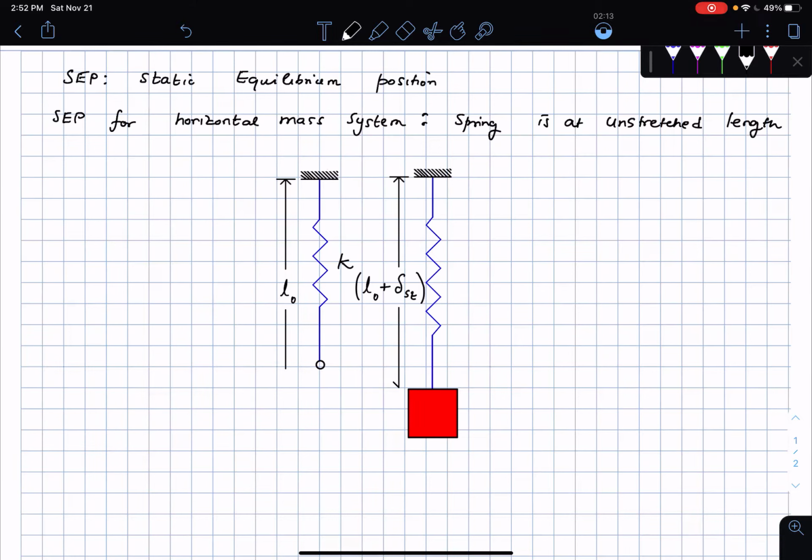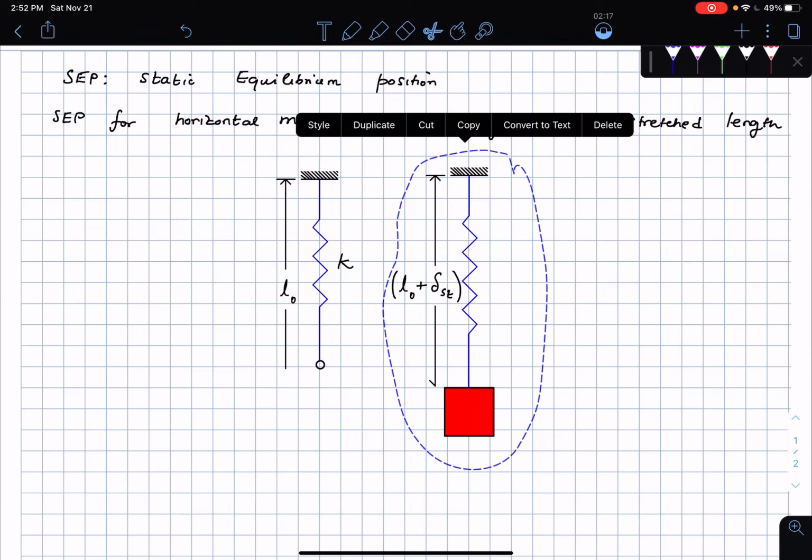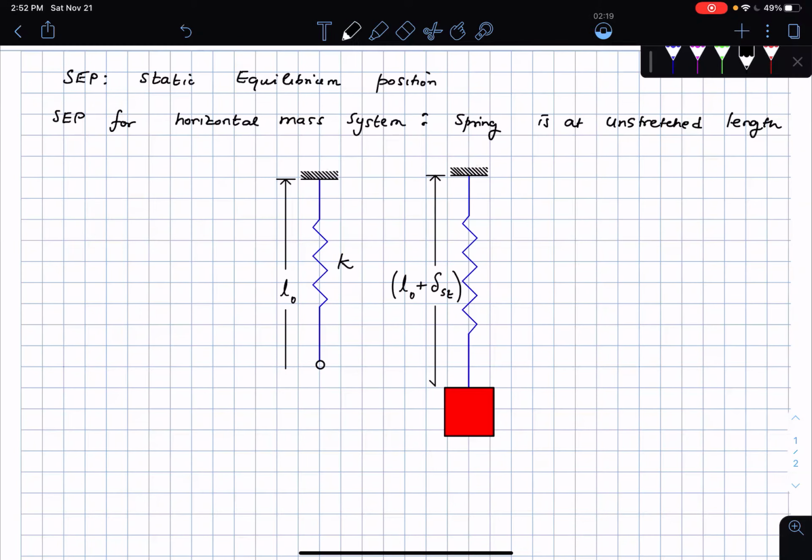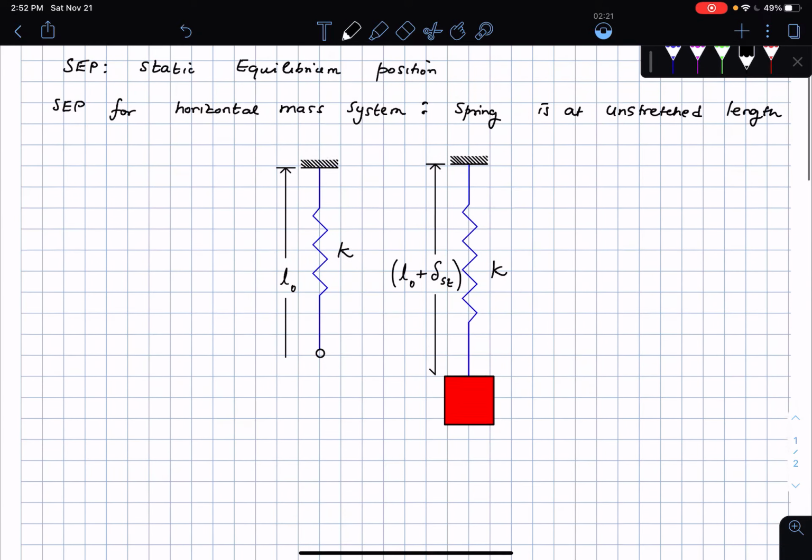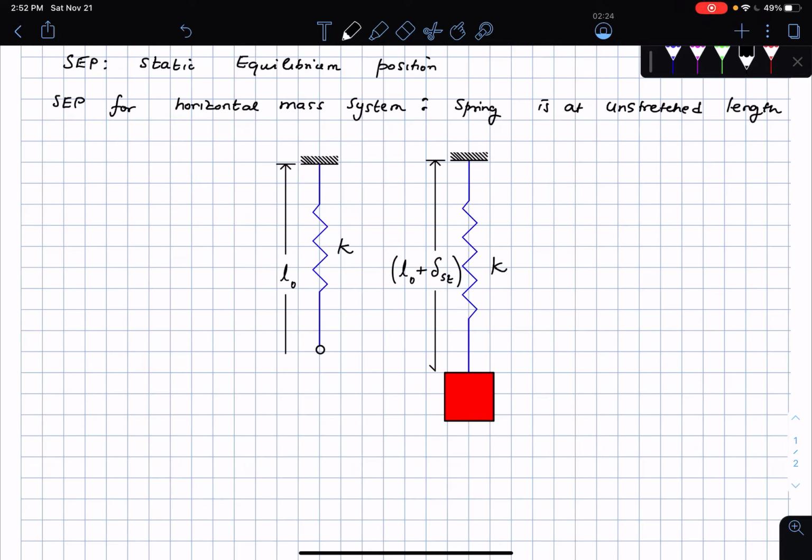Then here is the spring and the mass combined together, the same spring of the same stiffness K. Because the mass is attached to the spring, the spring is going to deflect by a very small amount, as you can see, and this deflection I'm going to call delta static. I'm going to call it the static deflection of the spring.